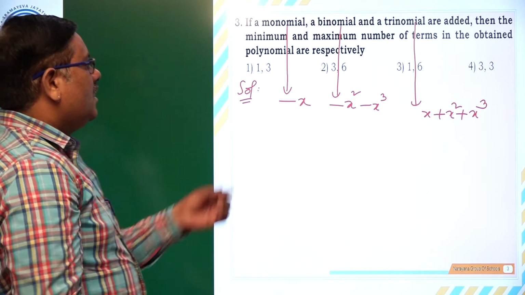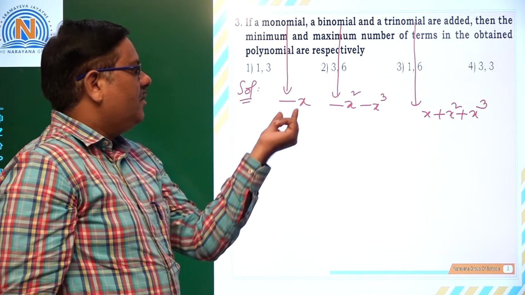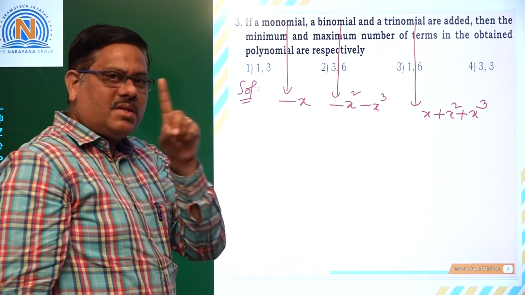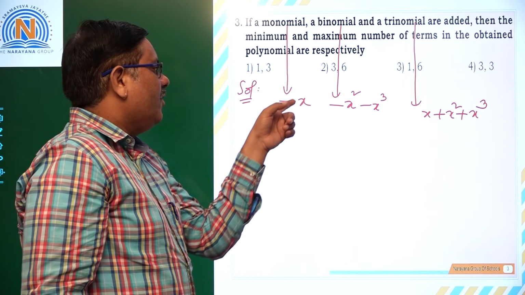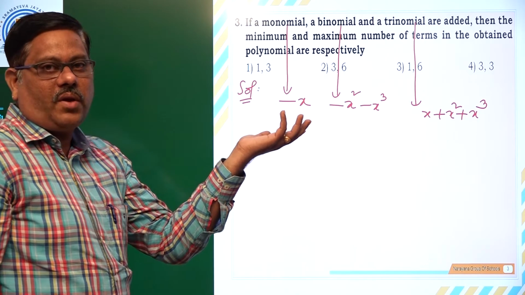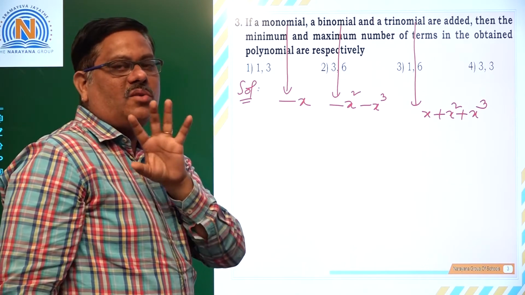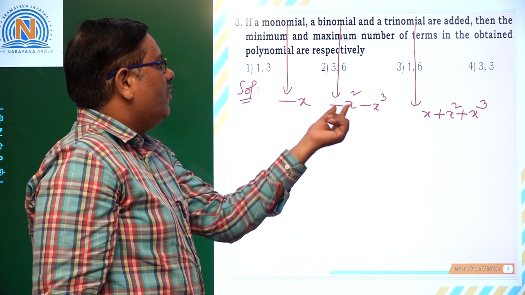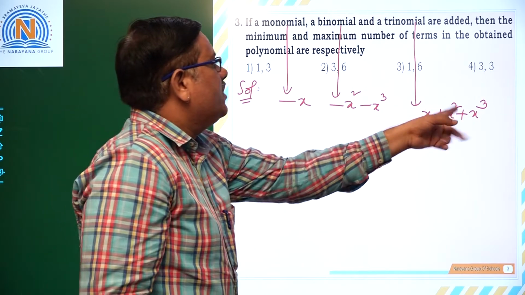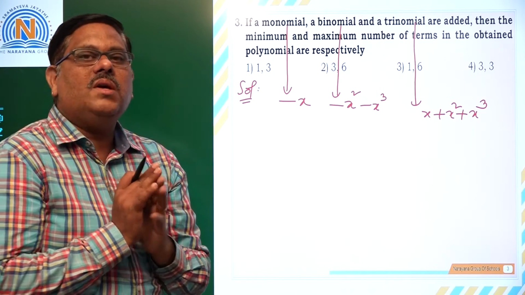Fine, because what is a monomial? It must be a polynomial with one term, whether it is plus or minus doesn't matter. We don't even bother about its degree. What the power of the variable is doesn't matter in the case of a monomial. Only one term, that is enough. Binomial means two terms. Trinomial means three terms. That is the only thing we have to justify.